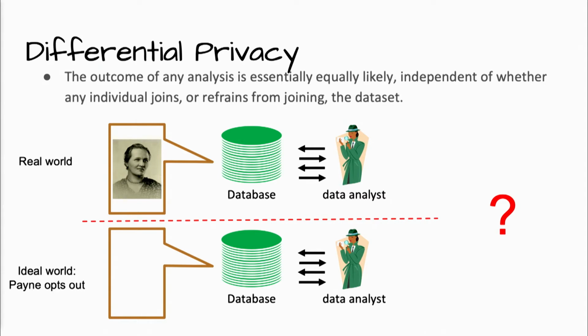This is ideal from Payne's point of view about her own privacy. So in the ideal world, she has opted out of the data set, and there's no information in the data set about her specifically, all right? And what she would really like is that the analyst is unable to tell the difference between the real world, where Payne is included, and the ideal world, where Payne opted out. That feels like privacy to us. So that's essentially what differential privacy says.